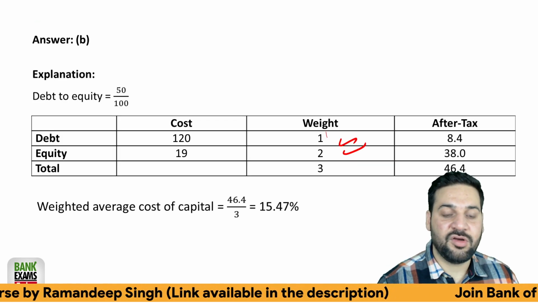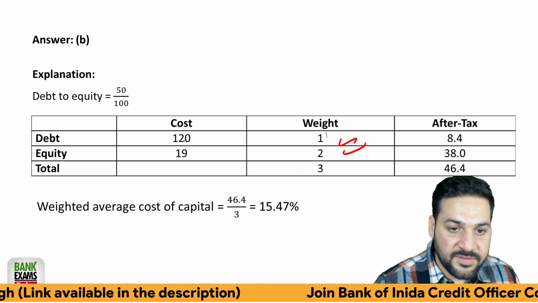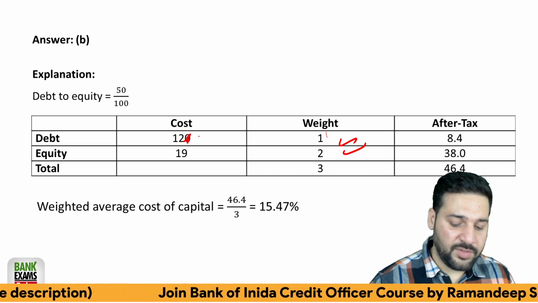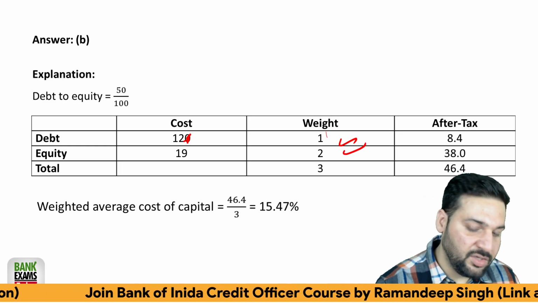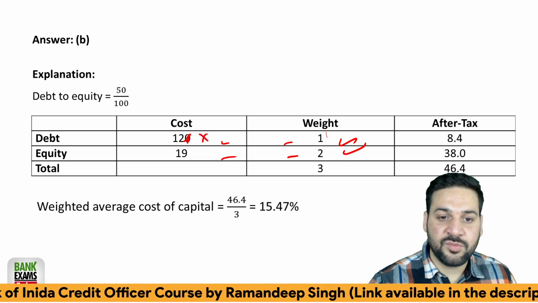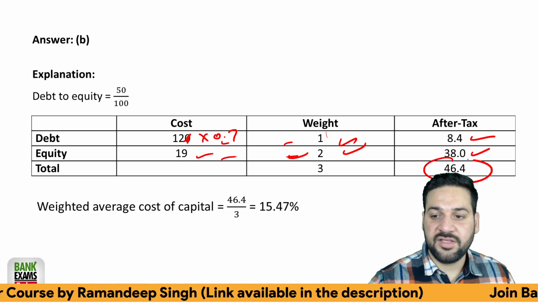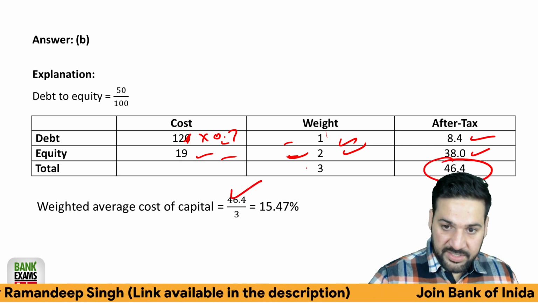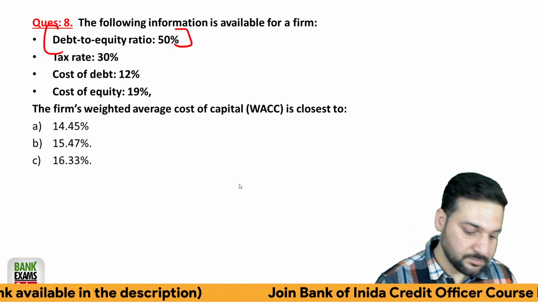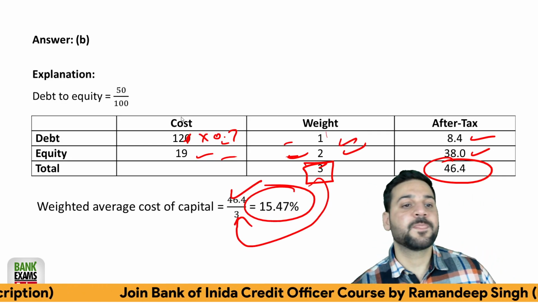Tax rate is 30%, cost of debt 12%, cost of equity, it is 19%. Okay, weight is given. Cost of debt is 12% and after tax, 30% is a tax, so 0.7, it is 8.4. 19 multiplied by 2, it is 38, so 46.4 आ गया. ये weight है हमारा 3, so divided by 3, 15.47%. It is the correct answer, 15.47%. It is the correct answer, ठीक है?